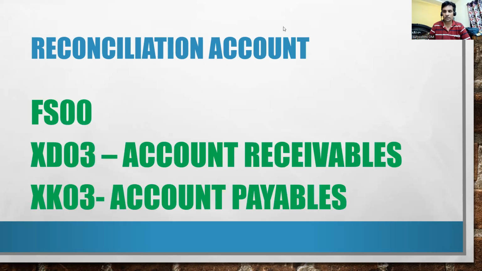So if you see here, FS00 is the transaction from the FI side. They will create the GL account of the reconciliation account. Sorry, the reconciliation account. Again, I don't want to confuse you: a reconciliation account is different from your GL account, but both are linked.